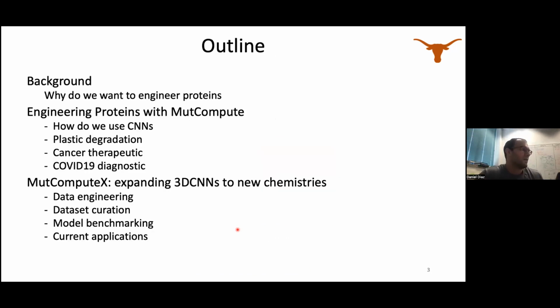First, I'm going to give some background on why we would like to engineer proteins. Then I'm going to talk about MutCompute, what it is and how we've used it to engineer a few proteins. And then from there, I'm going to talk about MutCompute-X, which has been most of my PhD work from a research perspective, to expand MutCompute's capabilities to 3D CNNs, to expand it to new types of chemistries.